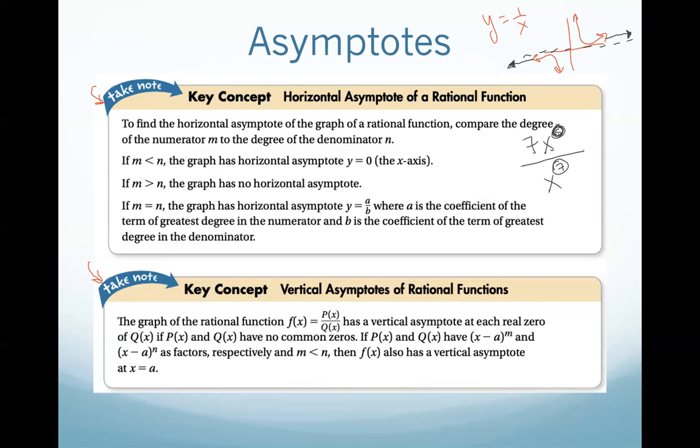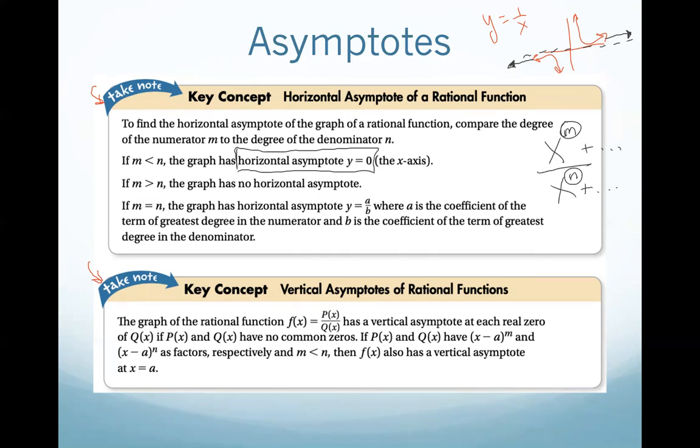So let me erase. Here we go. If we have x to the m divided by x to the n, and there could be other terms, but we're only looking at the biggest exponent. So m is our numerator, n is our denominator. If our numerator m is smaller than the denominator n, the denominator is getting bigger and bigger, so the number is approaching 0. This is what happens in the reciprocal function. Then we have what's called a horizontal asymptote at y equals 0. Just like our reciprocal function, that means our end behavior is just approaching the x-axis.